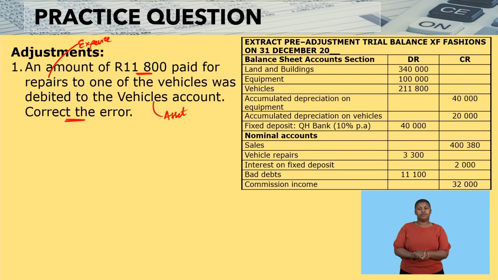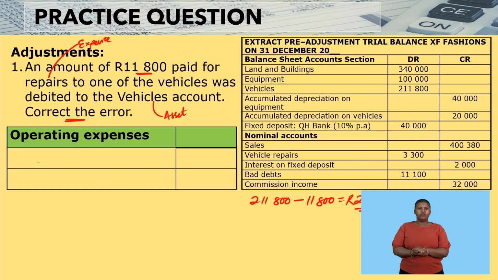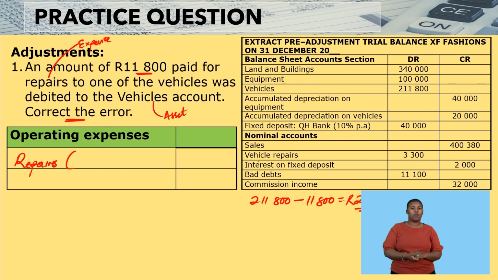So to correct the vehicle's amount, we should come and say 211,800 minus the 11,800. Therefore, our vehicles would remain with 200,000. That is the true cost of our vehicles, 200,000. What then do we do with that 11,800? It is recorded in the statement of comprehensive income under operating expenses, so we record it under repairs. And we have vehicle repairs here, 3,300. So come here, I have my 3,300 here.